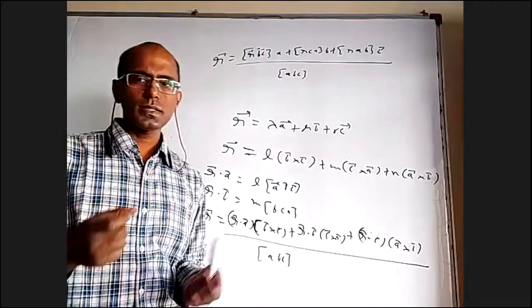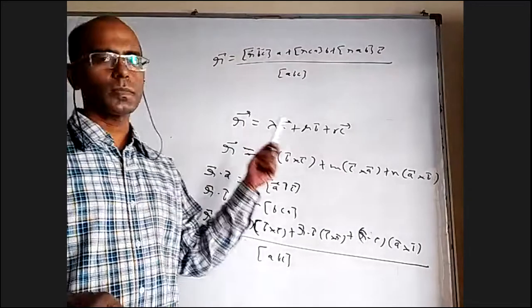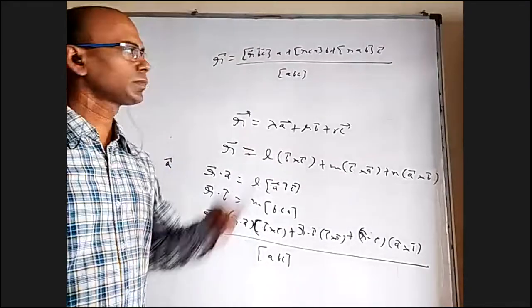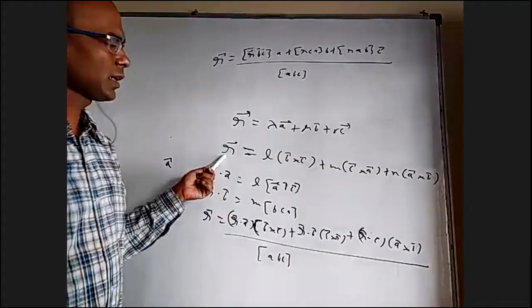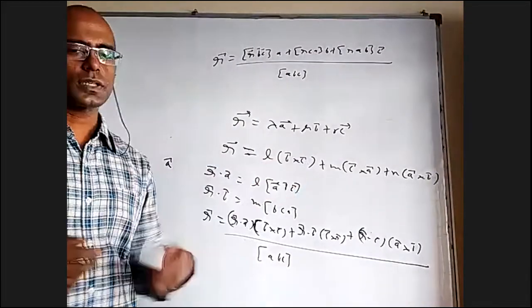So one is trying to express R bar as a linear combination of A, B, C. With that, we derived this kind of formula. And this is trying to find R bar as a linear combination of B cross C, C cross A, and A cross B.